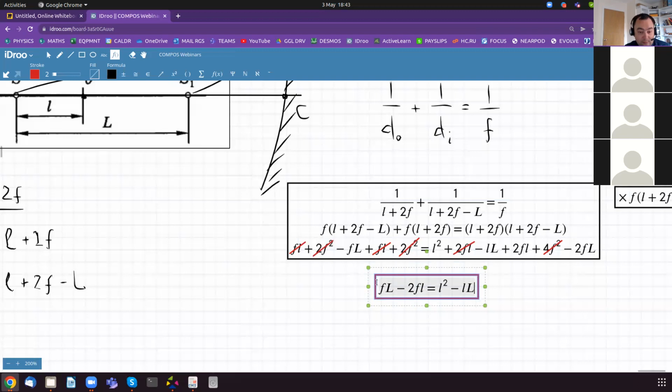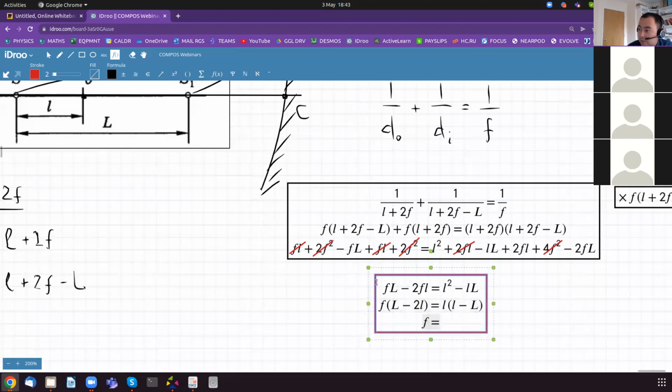Now, why I'm taking everything with F to the left? Because I'm looking for F. So F times L minus 2L equals L1 minus, sorry, L minus L capital. And from here, F equals L minus L divided by L minus 2L.